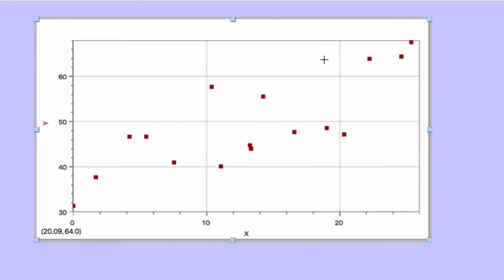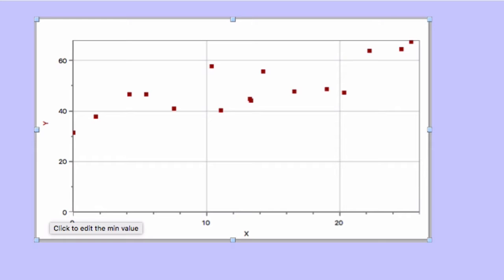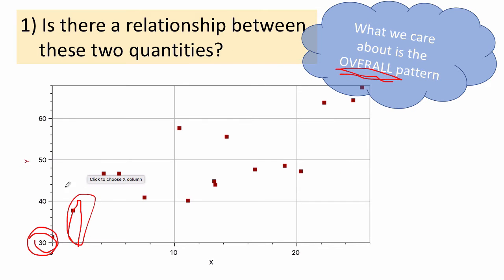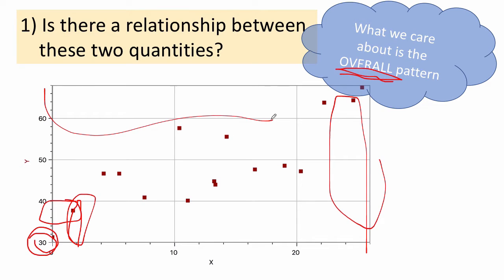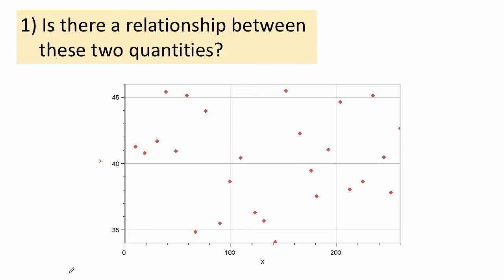So one thing that we could do with this graph is we could say, hey, let's make this scale start at 0. And if we do that, we're going to have a better look at this data. So notice now our scale both starts at 0. Small x, small y. Big x, big y. Okay, is there a relationship? Yes, there is a relationship.